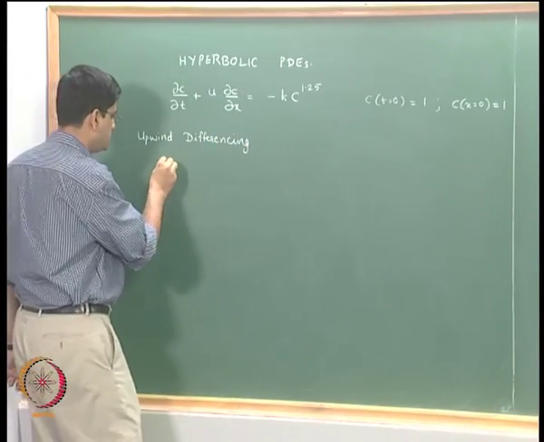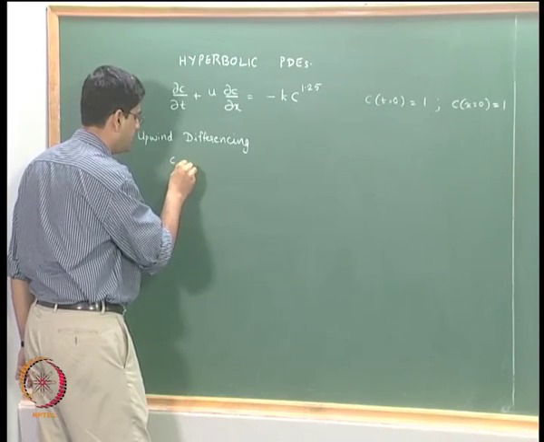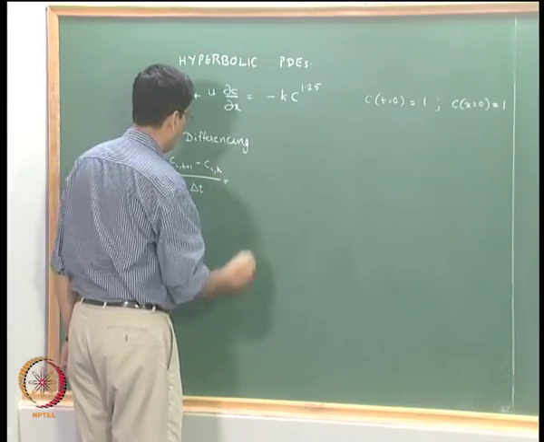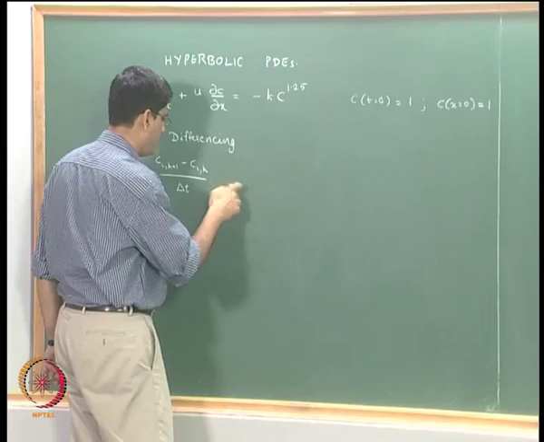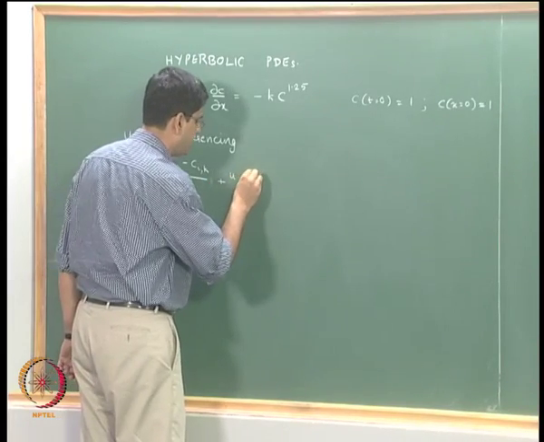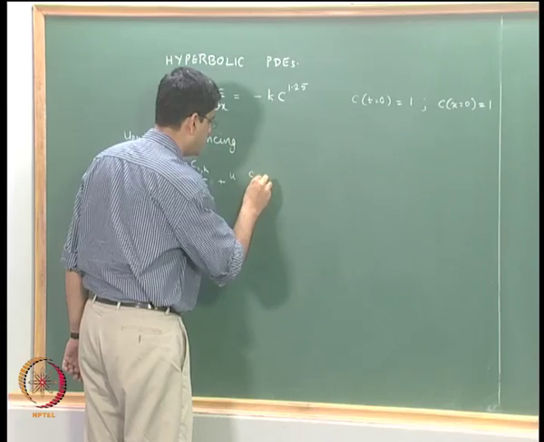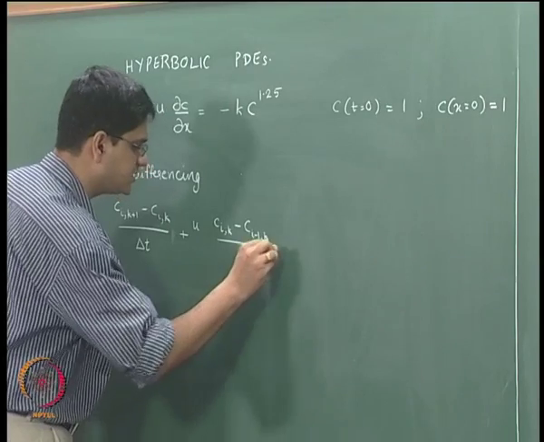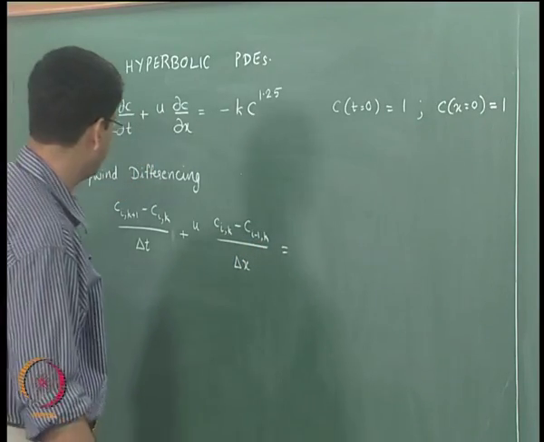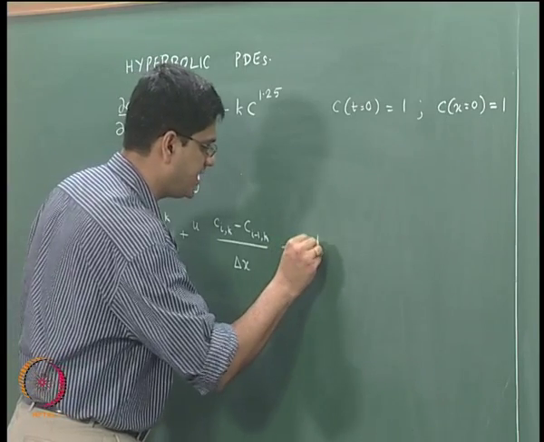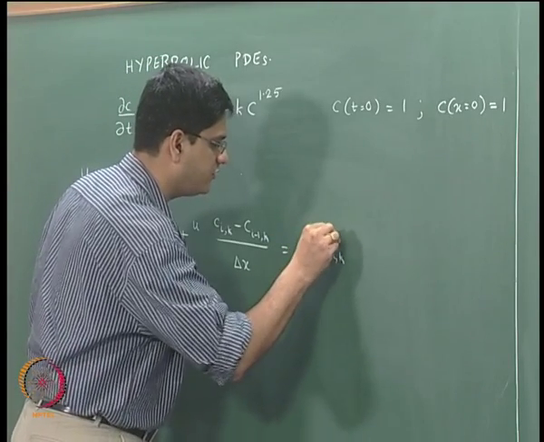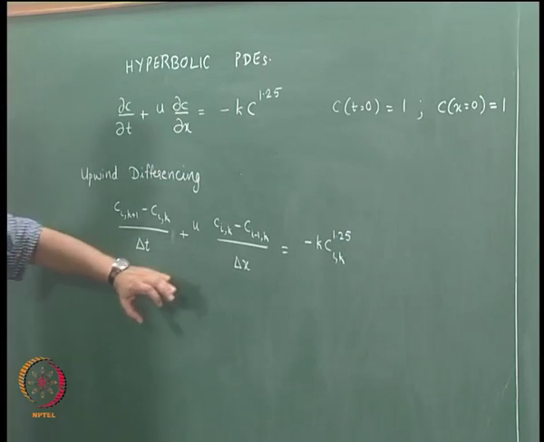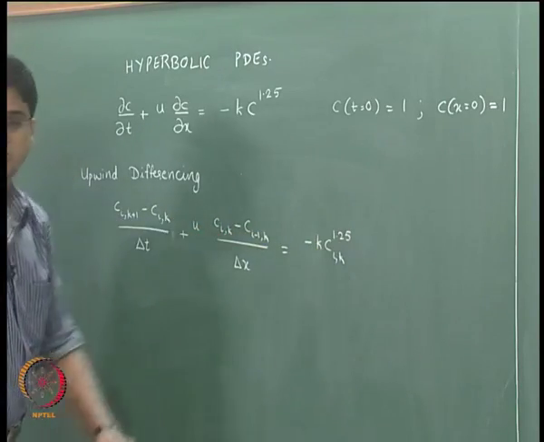of this particular PDE is going to lead us to c I comma k plus 1 minus c I comma k divided by delta t plus u multiplied by the backward difference, c I comma k minus c I minus 1 comma k divided by delta x, is going to be equal to minus k c I comma k to the power 1.25. Then we will multiply by delta t throughout, and take these terms onto the left hand side.